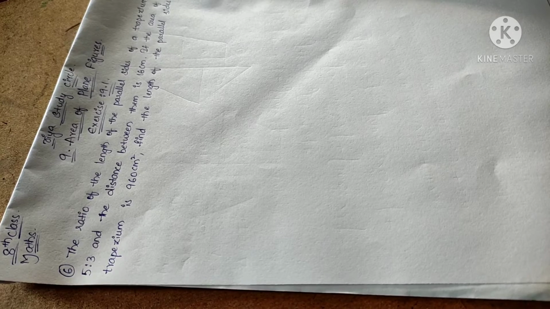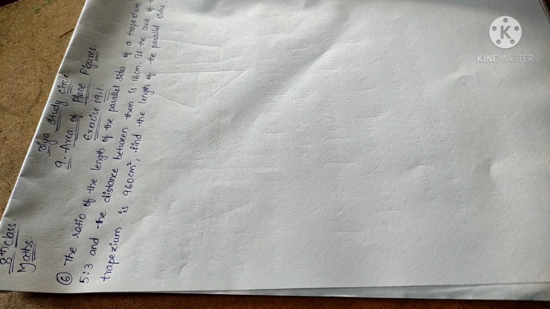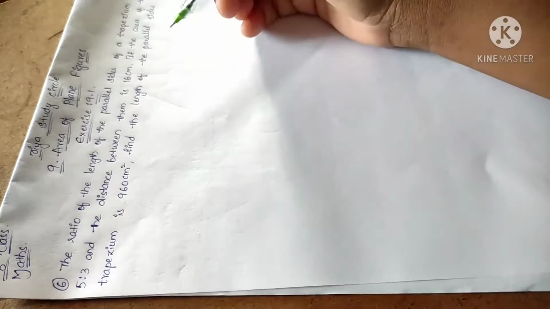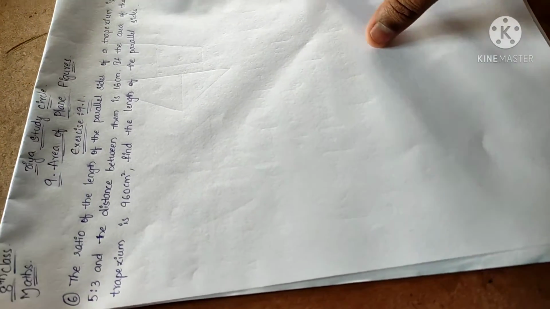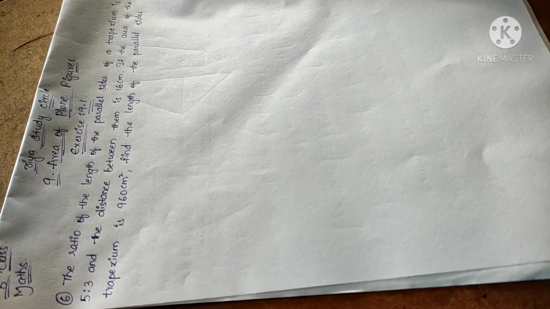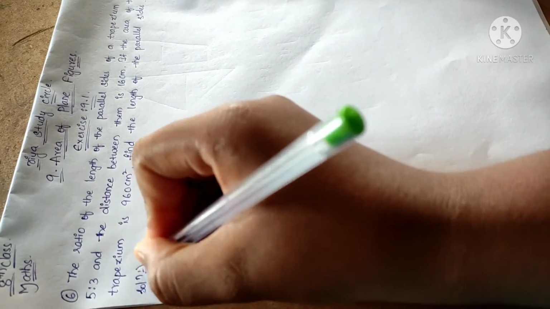Today I am going to explain 8th class maths chapter number 9, area of plane figures, exercise 9.1, sixth problem. The sixth problem is: the ratio of the length of the parallel sides of a trapezium is 5:3 and the distance between them is 16 cm. If the area of the trapezium is 960 cm square, find the length of the parallel sides. So let's see the solution for this problem.